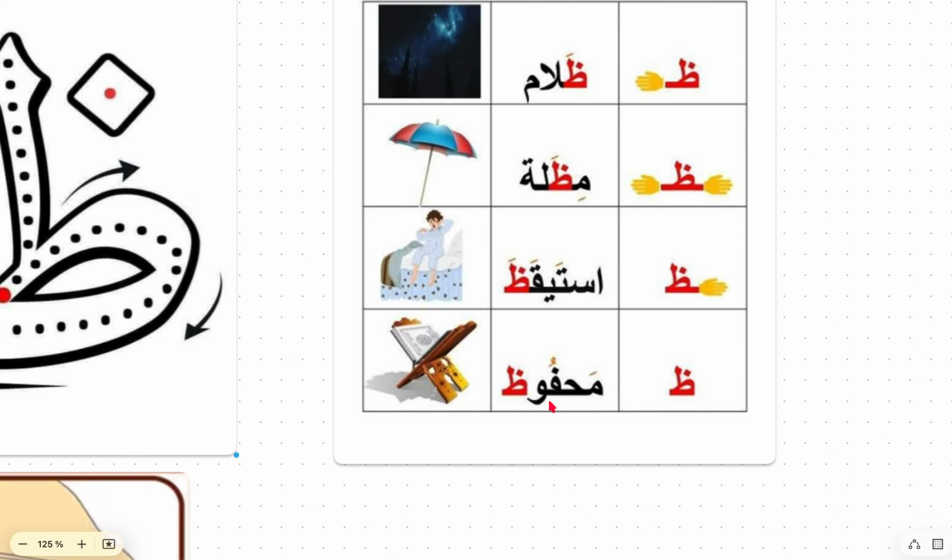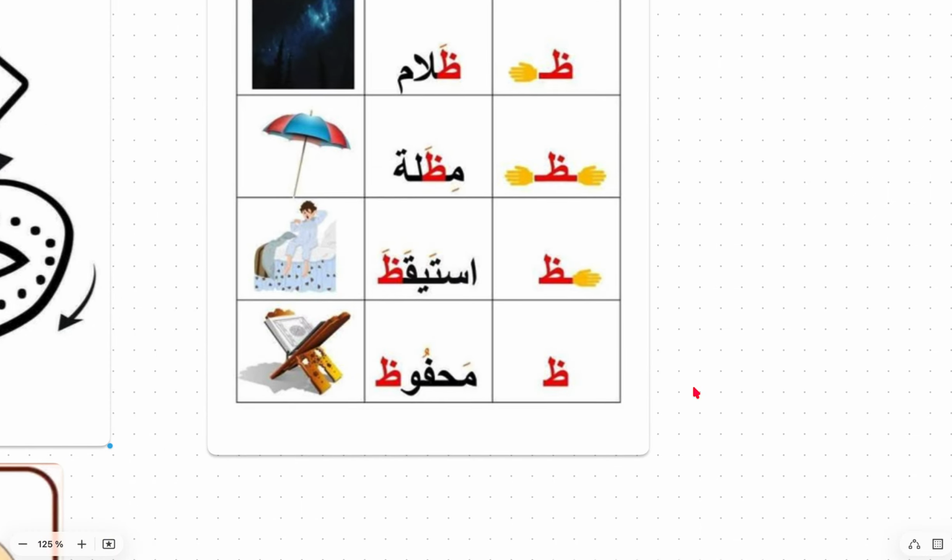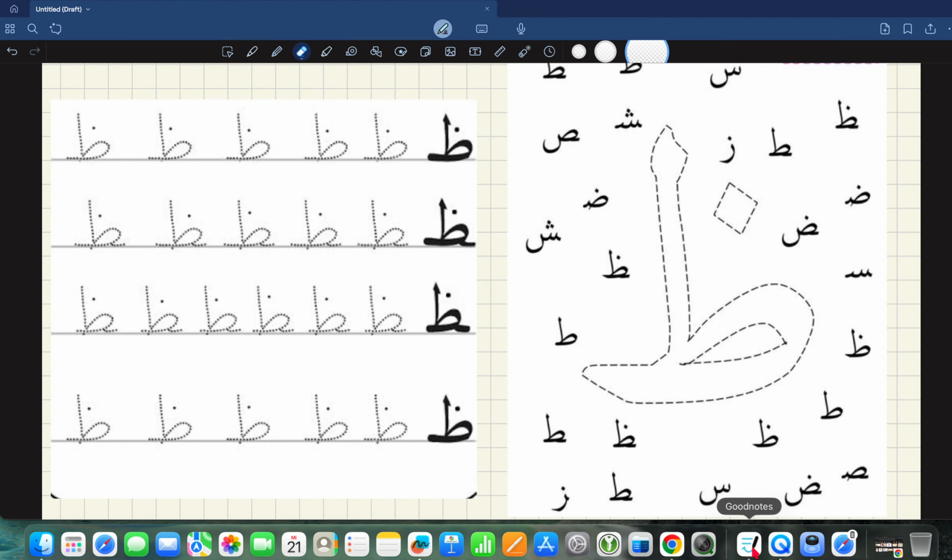Okay. Now we are going to the exercises. We see here what we have learned. The letter Dha at the beginning has only one hand, in the middle two hands, at the end of a word connected one hand, and in Mahfuz, not connected, without hands. Now we are going to the exercises.